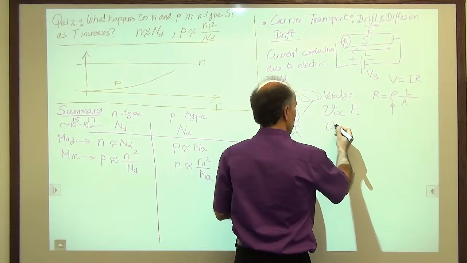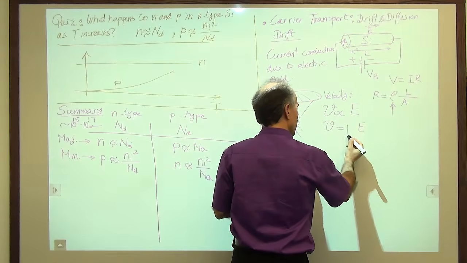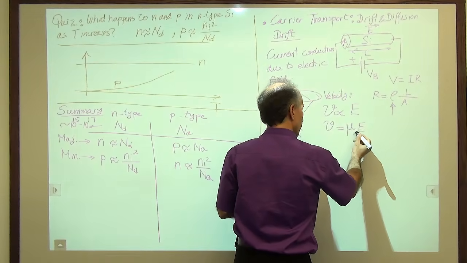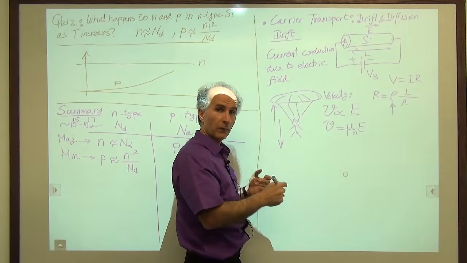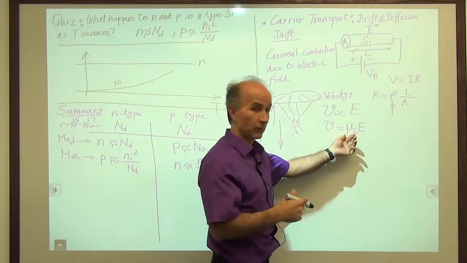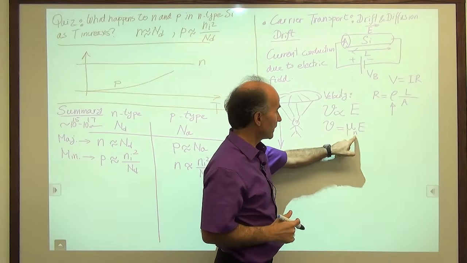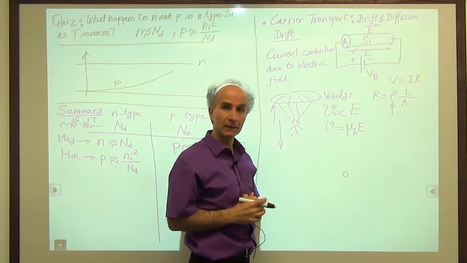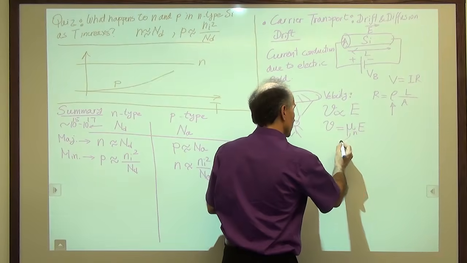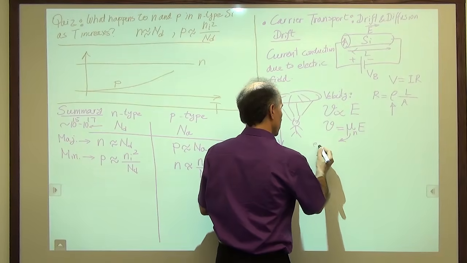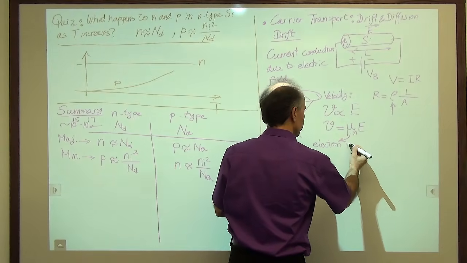So we say v is equal to E times something, and that something is called mu n. n stands for electrons, because we have this coefficient for electrons, we also have this coefficient for holes. And then mu sub n is called the mobility, meaning how fast they can move, how mobile they are. So this is called electron mobility.